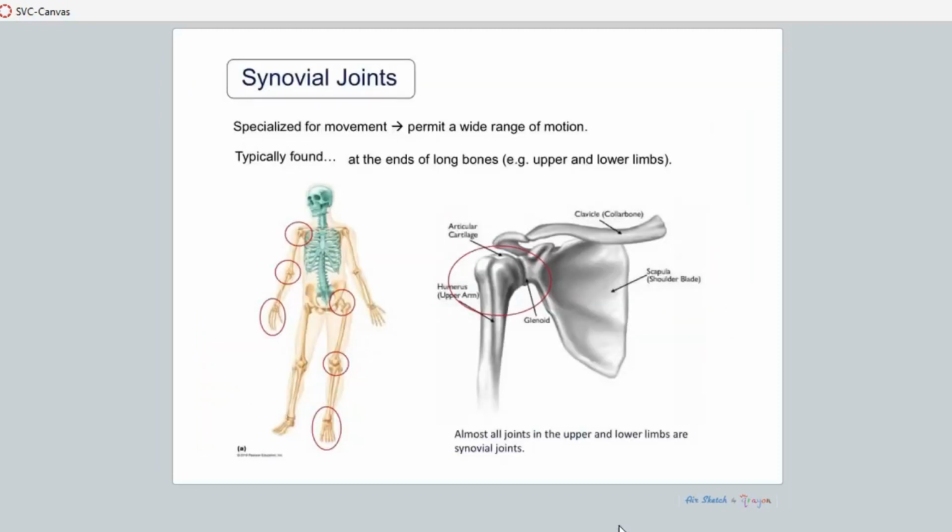Okay, but what we're going to spend most of our time on are synovial joints. And synovial joints are specialized for movement. They permit a wide range of movement. So what parts of the body do we have a wide range of movement? Well, how about the appendicular skeleton? So we're going to find synovial joints pretty much at the ends of all the long bones, the bones of the upper and lower limbs: shoulder, elbow, wrist, hand, fingers, hip, knee, ankle, foot, toes, all that kind of stuff.